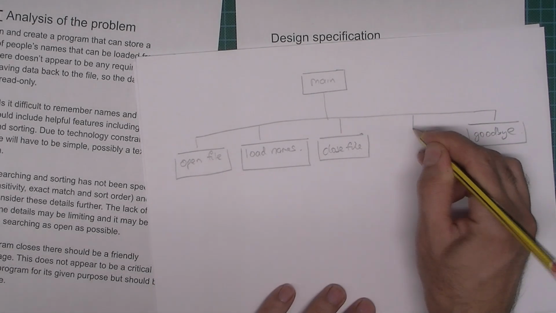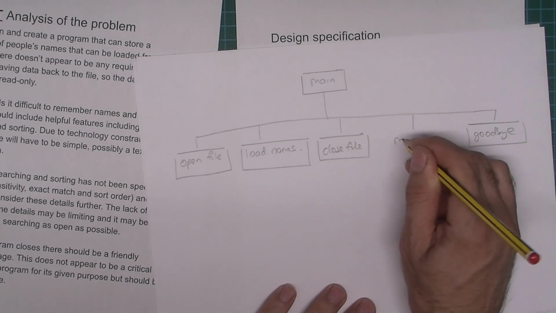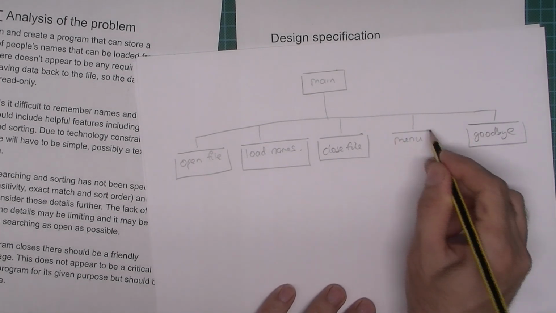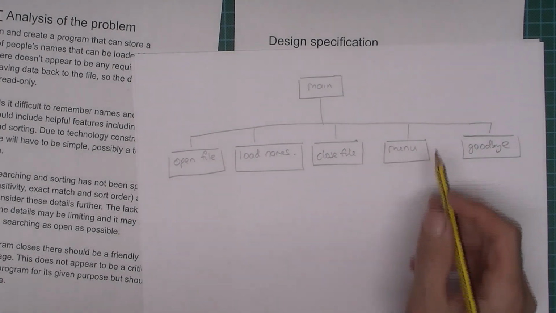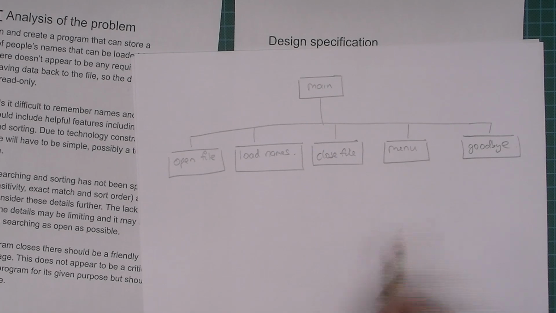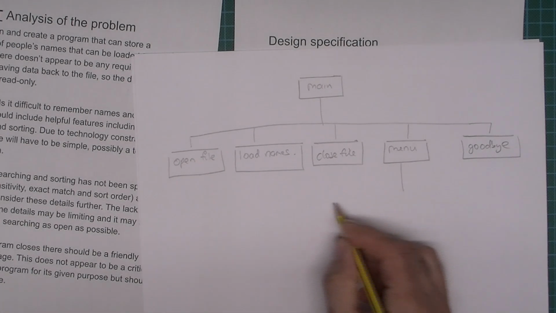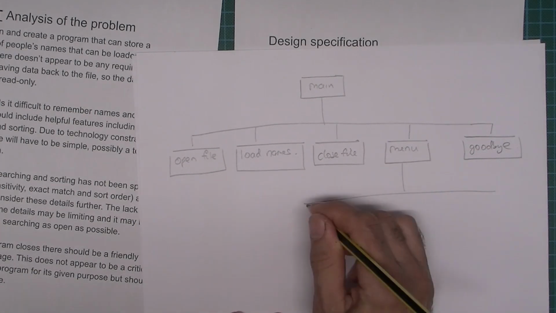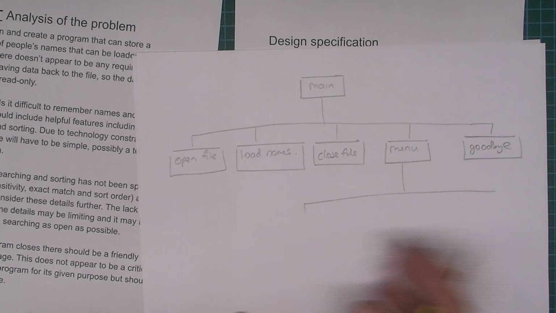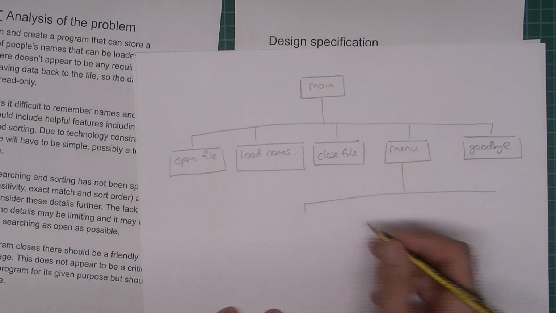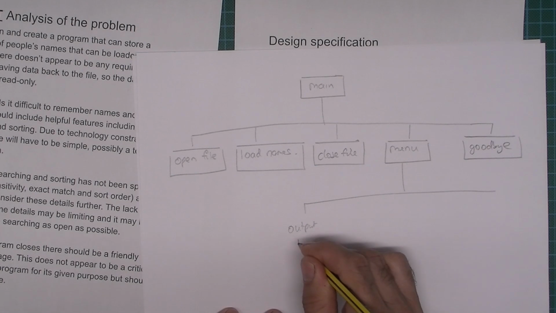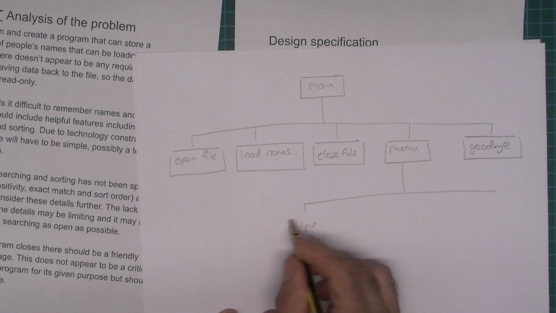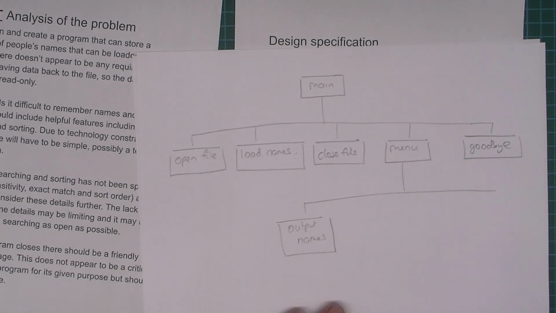The way I personally would do that would be to have a menu subroutine, procedure, whatever you want to call it. So what options are there in the menu? We can further decompose this, so let's do that. I don't think it really matters in which order you have these options in the menu, but I'm going to suggest output names as one of the menu options, okay?